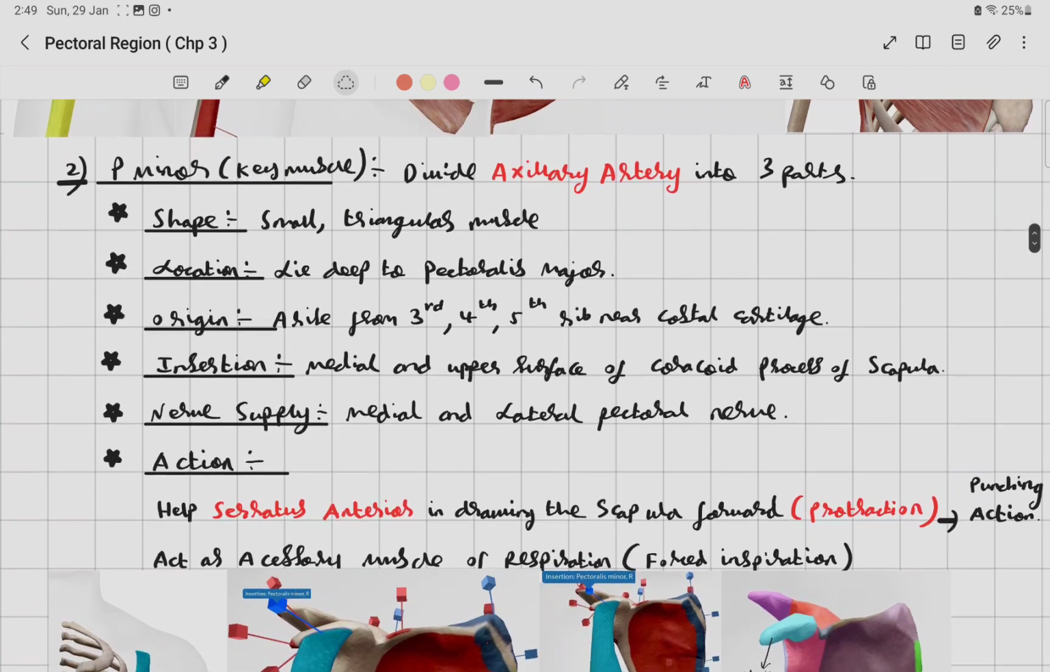And what is the nerve supply? Nerve supply is the medial and lateral pectoral nerve, the same as that of the pectoralis major muscle.